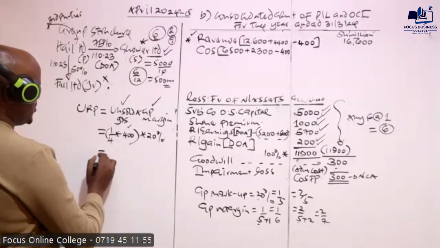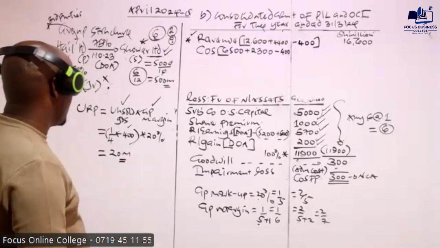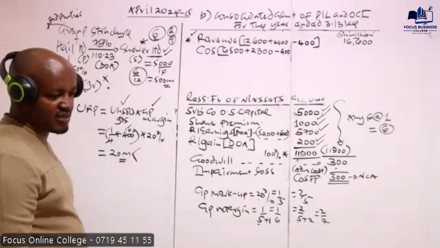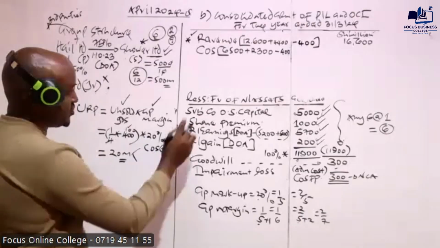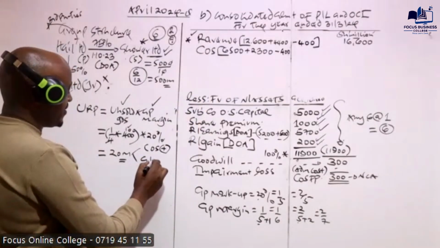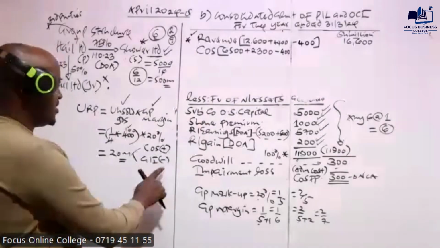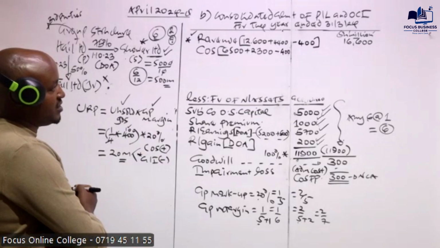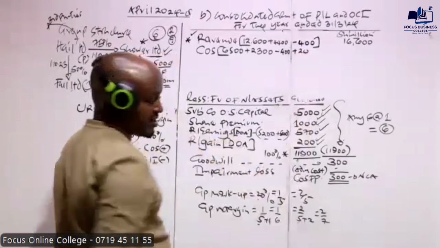So this one will be what? This one will be 20 million, because this one should be 100. Yes, 20 million. So remember this one, and it is unrealised profit. First of all, we add it to the group cost of sales. Number 2, if you're preparing a consolidated statement of financial position, you deduct it from the group inventory. But in our case, we are not preparing a consolidated statement of financial position, so we add it here.